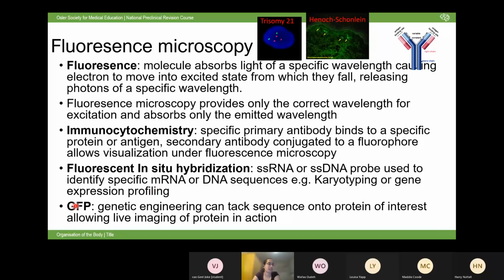And another useful thing is that GFP, or green fluorescent protein, is a classic fluorescent molecule. And because we know the genetic sequence that GFP has, we can use genetic engineering to tag that on to a protein of interest. So for example, if we wanted to look at actin, like microfilaments in action, then we could tag it on to actin, and then you are able to live image a cell, and you can see the actin as it moves because you tagged it green. So that's a cool thing.